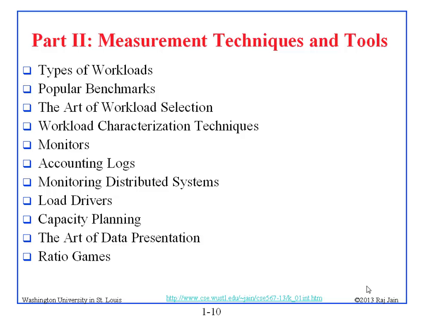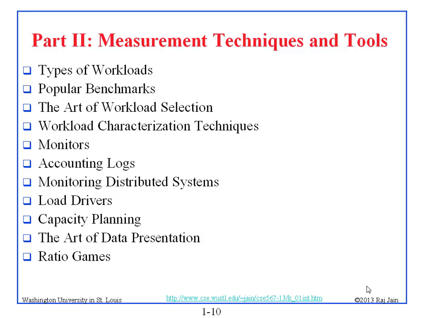Second part is measurement techniques and tools. Here we will talk about lots of stuff, but actually there are a lot of things on the list here, and most of these are in the book. We may not be able to talk in the class about all of these, but let me just go through the list here, and they're easy to read. First is what are the different types of workloads.